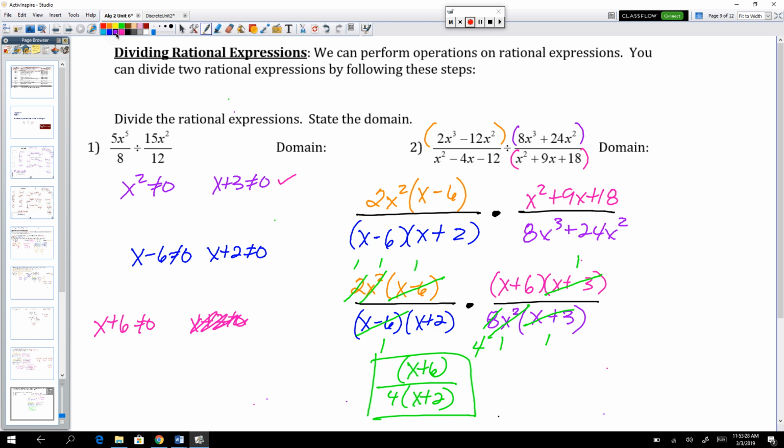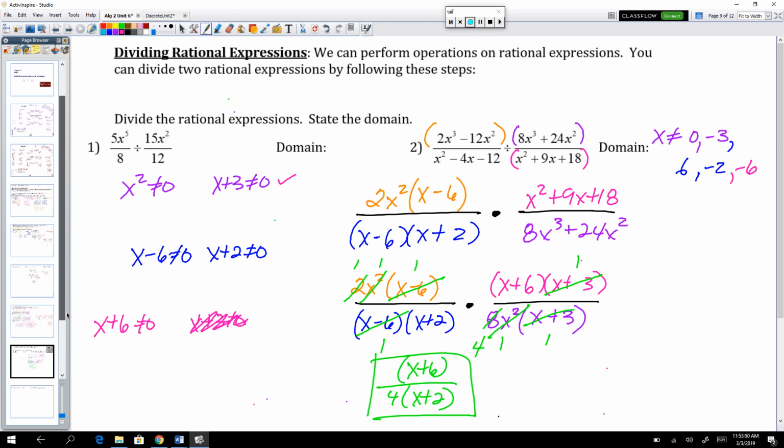So now let's state our domain limitations. I'm going to jot these over here in colors. So x, you may not be equal to 0, negative 3, you can't be equal to 6, or negative 2, or negative 6. All right.